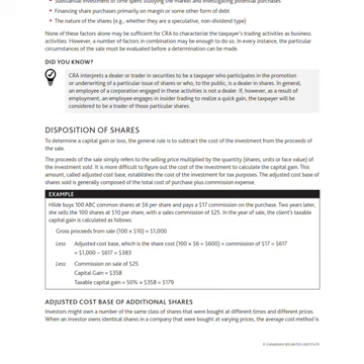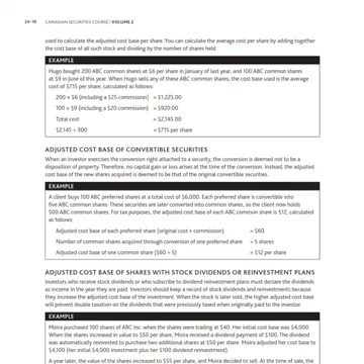Adjusted cost base of additional shares. Investors might own a number of the same class of shares that were bought at different times and different prices. When an investor owns identical shares in a company that were bought at varying prices, the average cost method is used to calculate the adjusted cost base per share. You can calculate the average cost per share by adding together the cost base of all such stocks and dividing by the number of shares held.